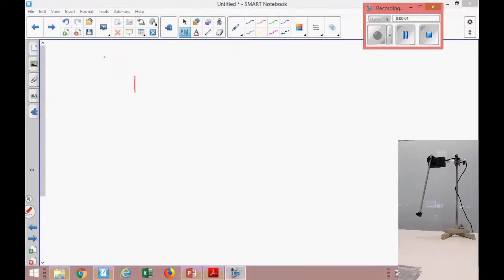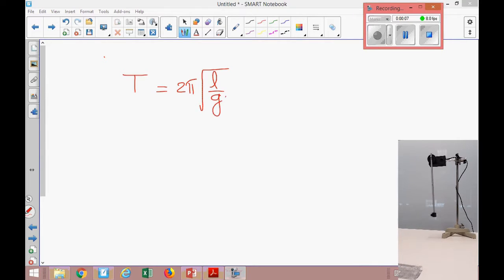We already learned that the period of oscillation of a simple pendulum is given by T equal to 2 pi root of L by g. Here, T represents the period of oscillation we explained just before, L is the length of the pendulum, and g means acceleration due to gravity. And today our experimental objective is to get g experimentally.